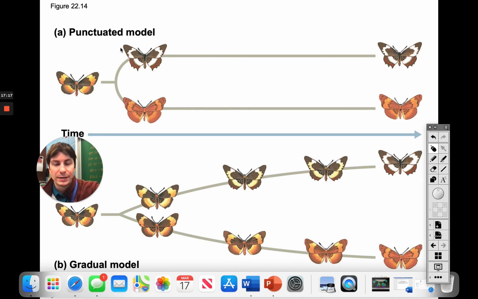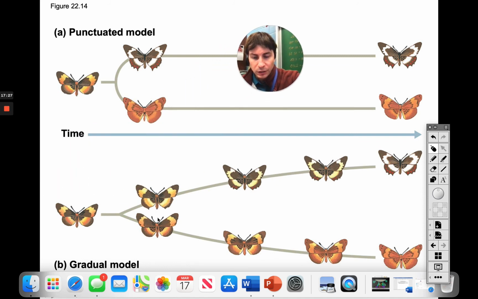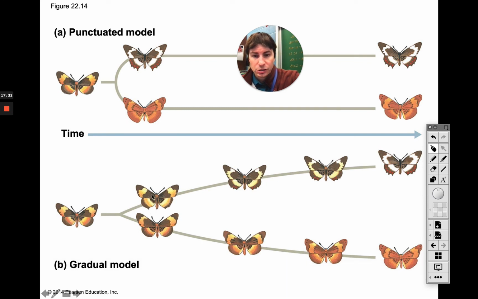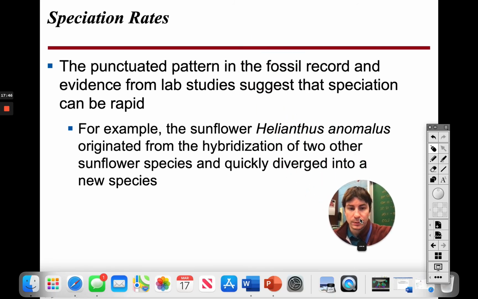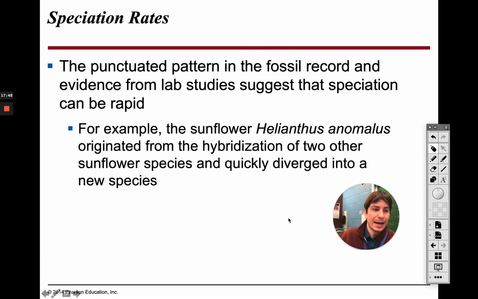This is our punctuated equilibrium model. All right, so nothing changes. Once speciation occurs, all of our new traits are right there. Gradual model down here, this is going to be slow changes, and then in the end, we get to that species, whatever that change might be. All right, which one is correct? Well, the punctuated equilibrium model is how things happen. Why would it not be the gradualism model?